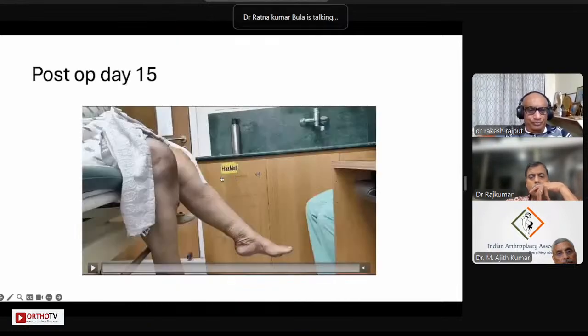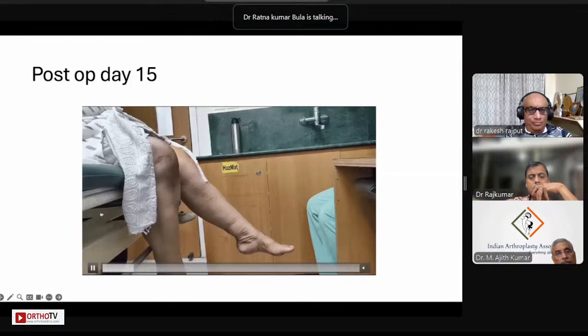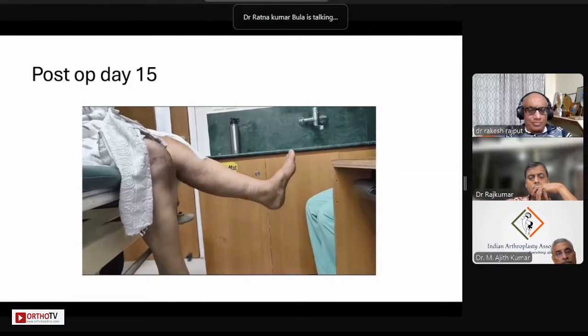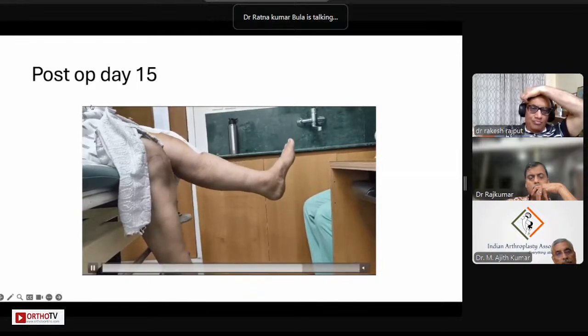And this is the extensor apparatus working 0 to 30 degrees. We start immediately, so there is no extensor lag in the patient. This is at post-op day 15.